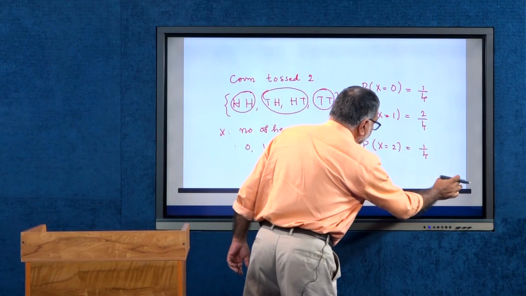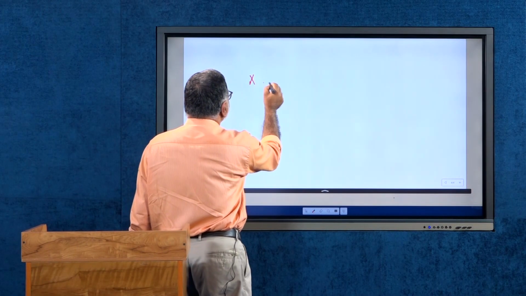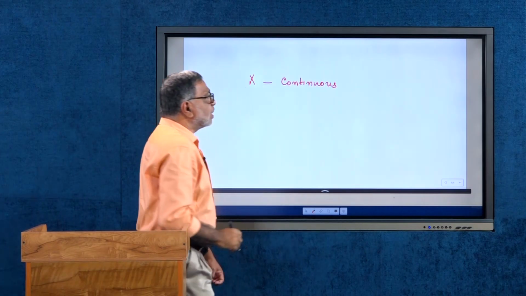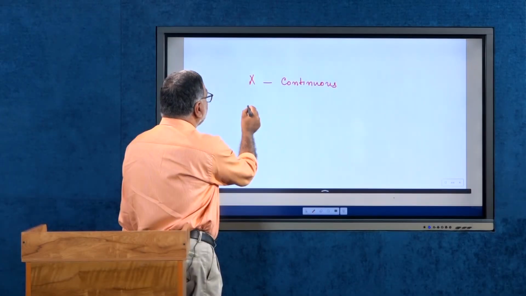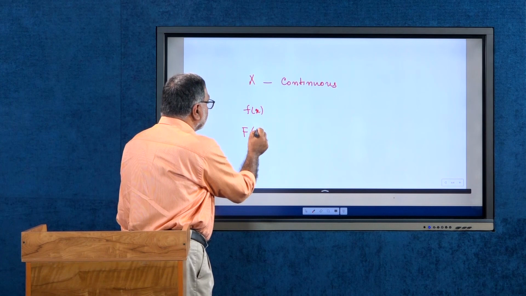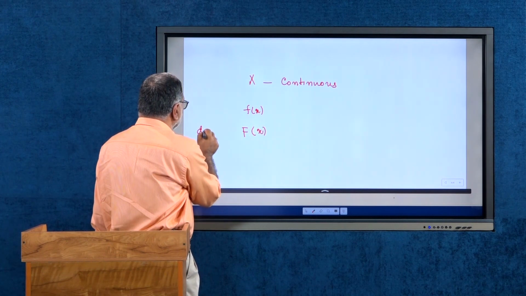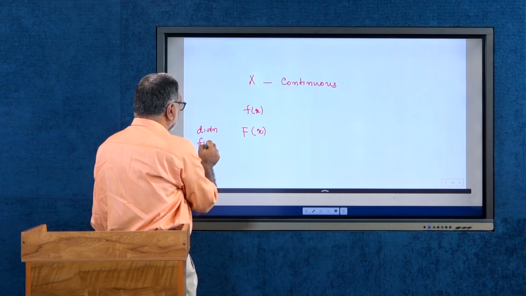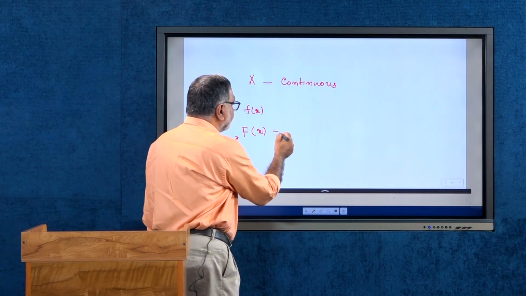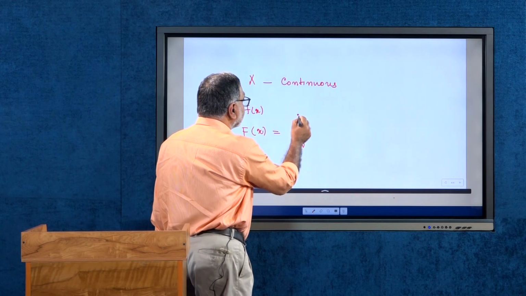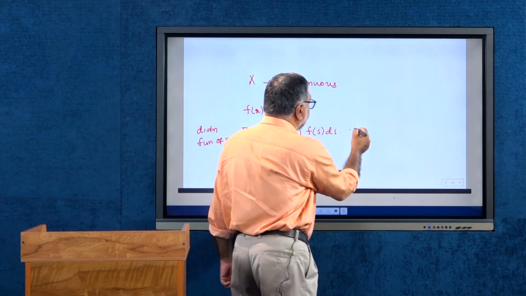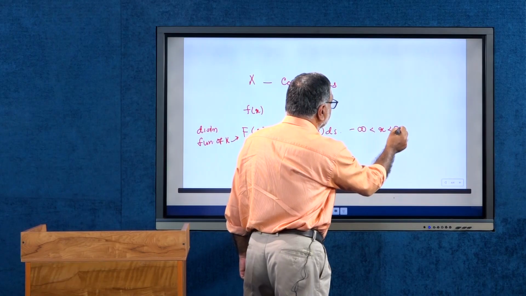Suppose we have a random variable X which is continuous, not discrete. In that case we have the function f(x), and the cumulative distribution function of X can be written as the integral from minus infinity to x of the function f, where x is any real number from minus infinity to plus infinity.